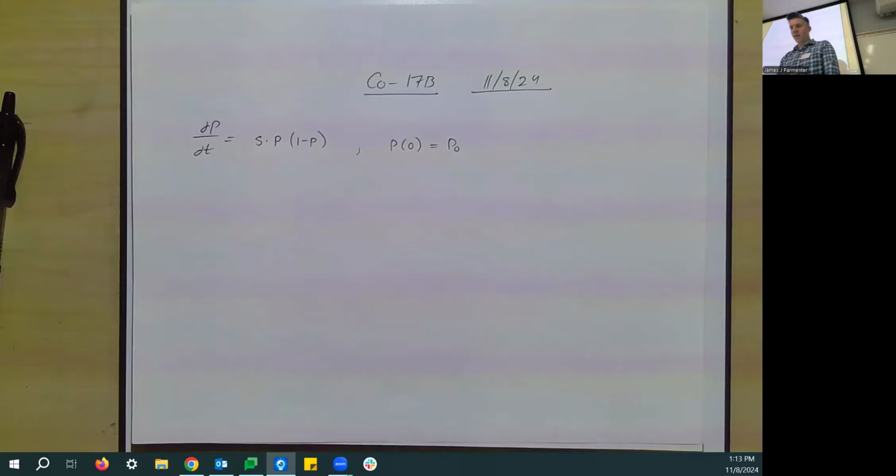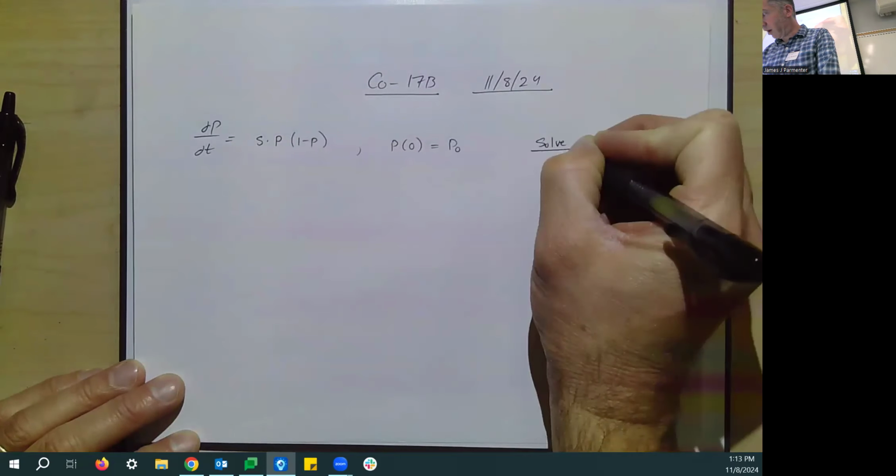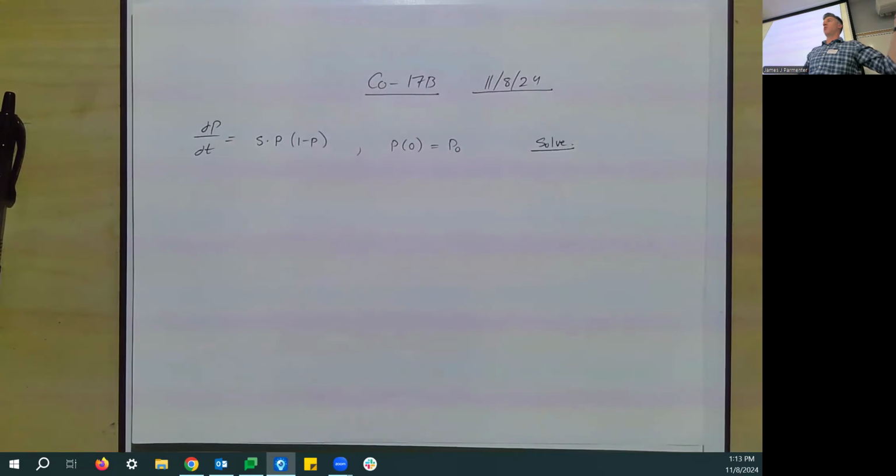Okay. Yeah, we actually don't think we've done one quite like this, so this is a good one to do. So solve, right? So yeah, solve it. If we're solving it, we know it's either first order linear or separable, and it's probably separable. This one looks separable to me.